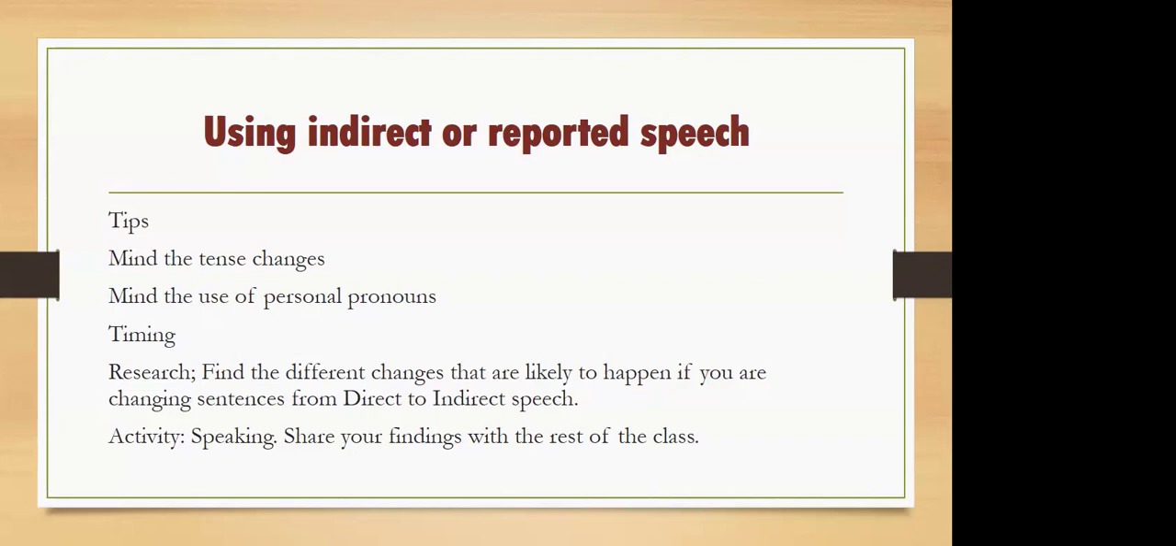Was or were changes to had been. Do or doesn't changes to did not. Okay. Will changes to would, can to could, may to might. Was or were, had been, are, were, is, was. Is changes to was. Okay, thank you very much.